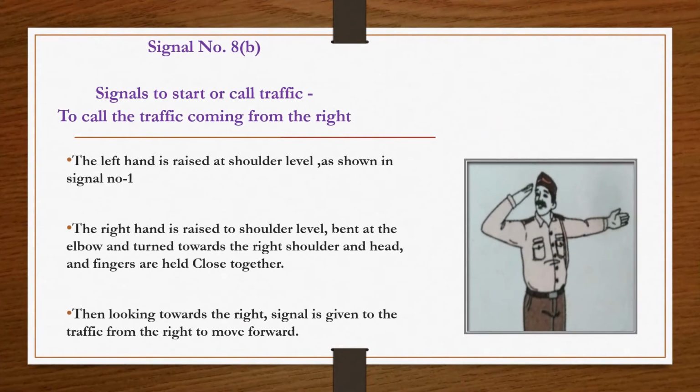Signal number 8B. Signals to start or call traffic. To call the traffic coming from the right. Students, please see the given image. The left hand is raised at shoulder level as shown in signal number 1. The right hand is raised to shoulder level, bent at the elbow and turned towards the right shoulder, and fingers are held close together. Then looking towards the right, the signal is given to traffic from the right to move forward.